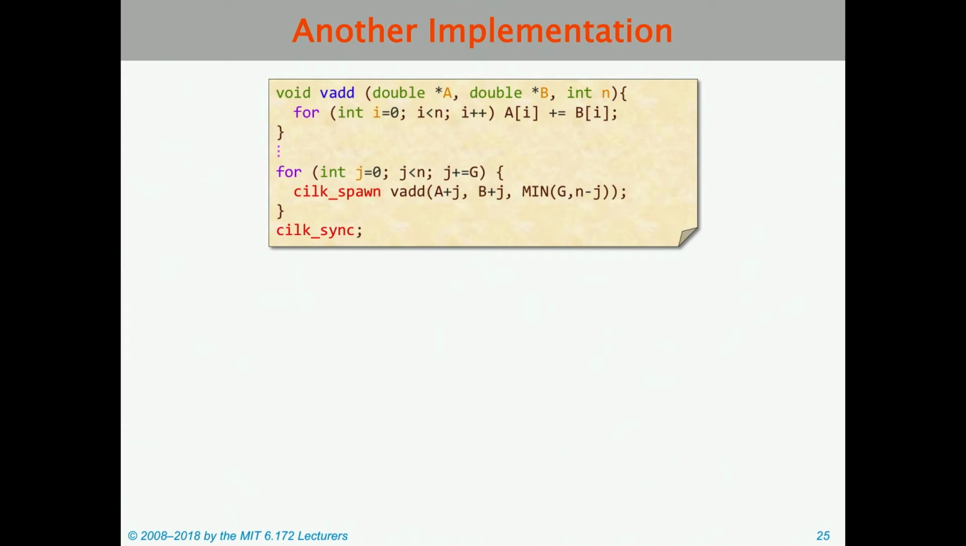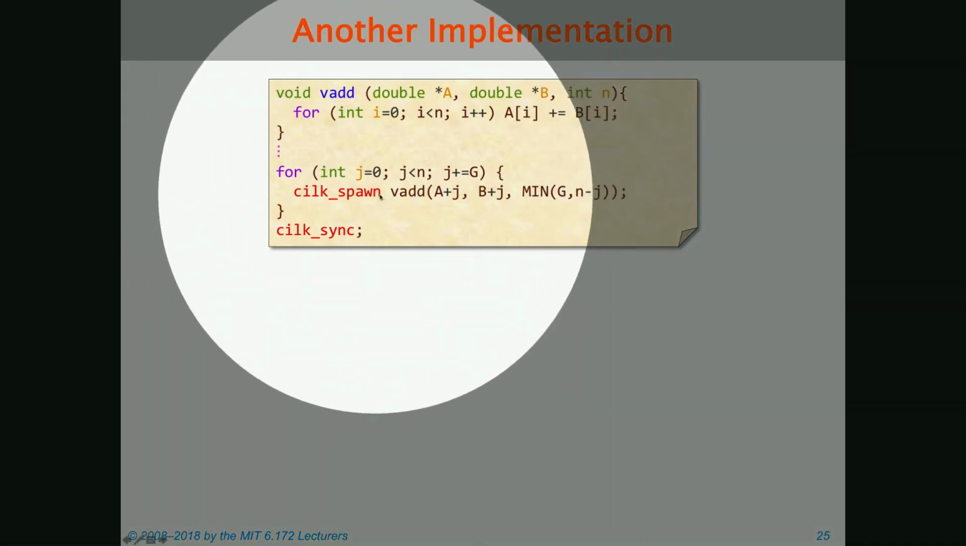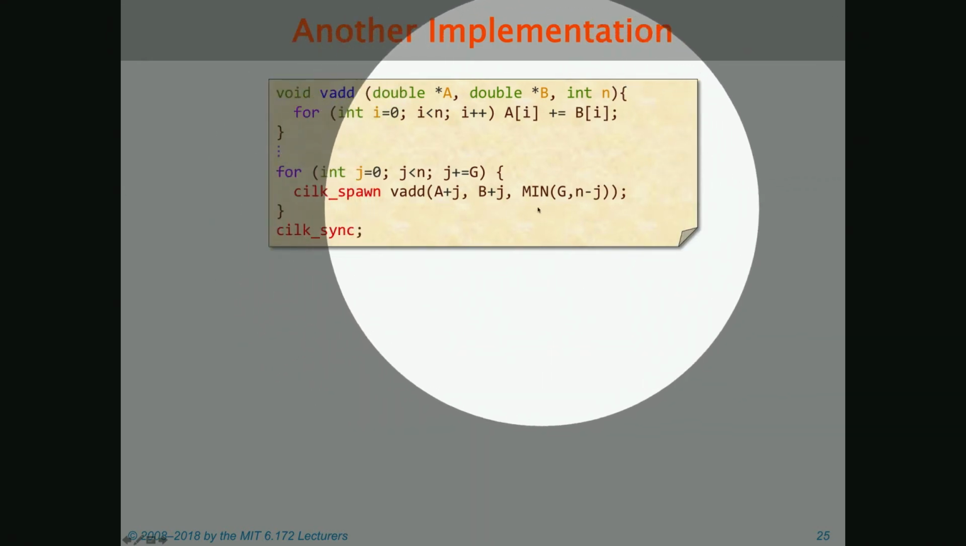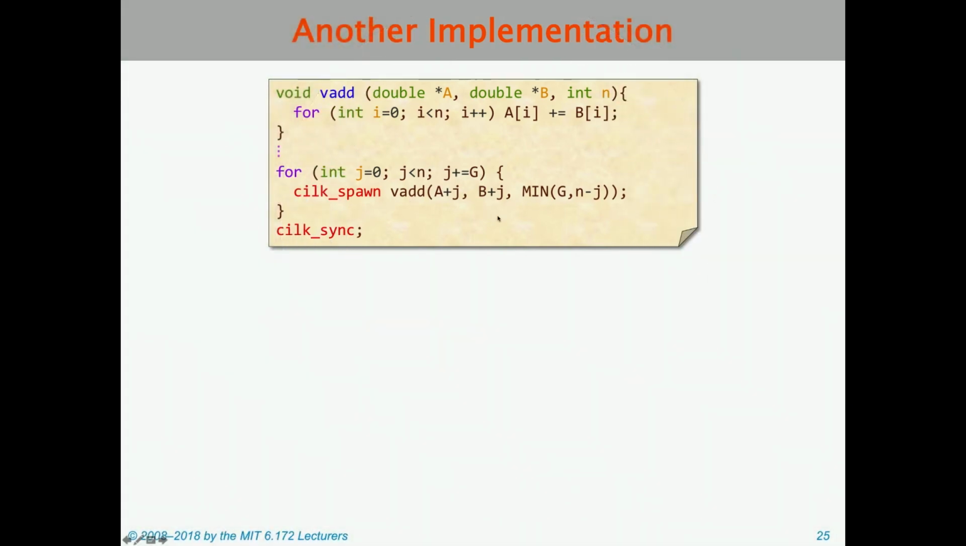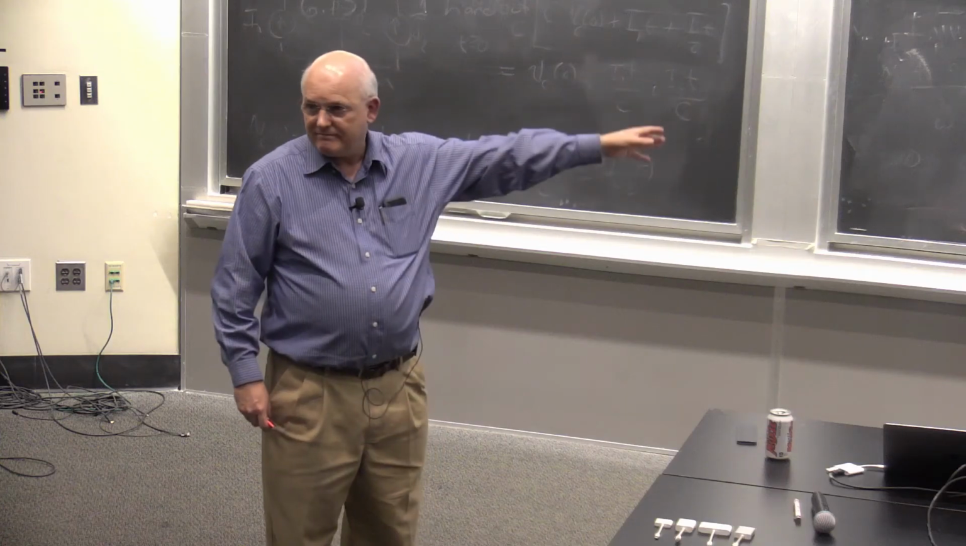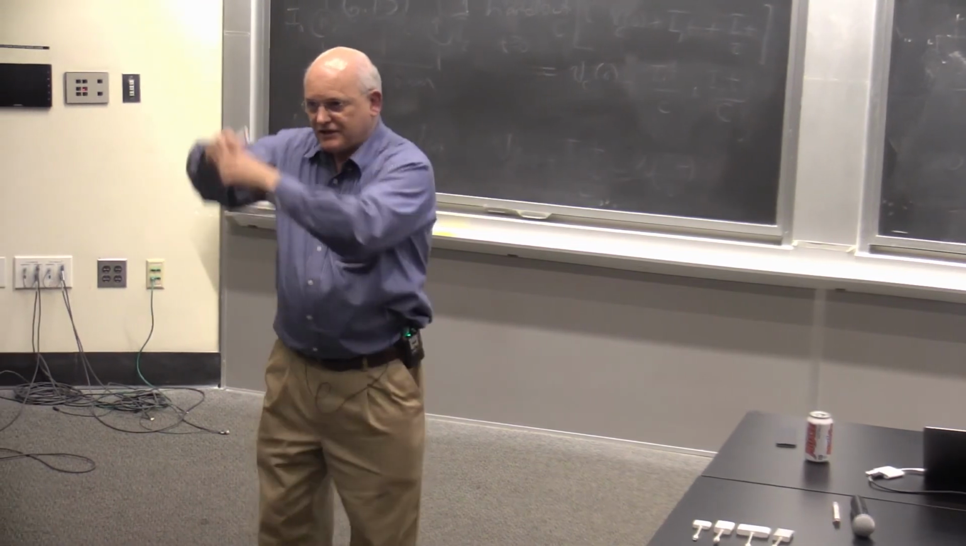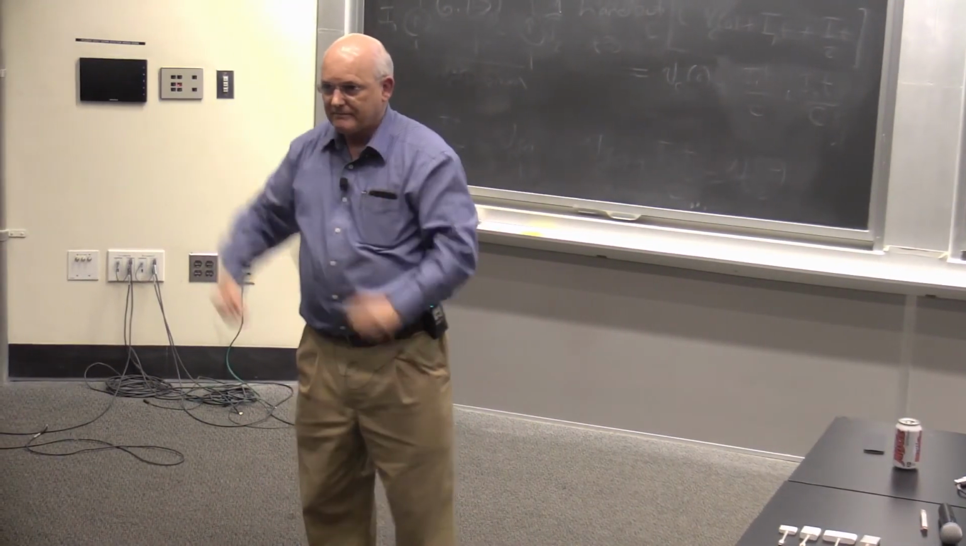So here's another implementation of the for loop to add two vectors. What this is going to use as a subroutine is an operator called vadd, which itself does just a serial vector add. Now I'm going to run through the loop here and spawn off additions, and the min there is just for a boundary condition. I'm going to spin off things in groups of G: do a vector add of size G, then a vector add of size G, then another, jumping G each time.